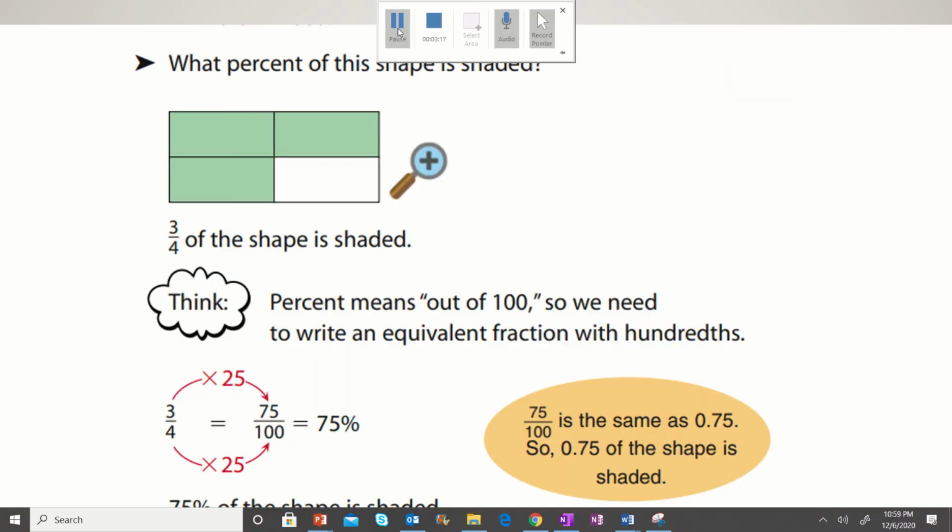So the other day we looked at 100 grids, right? Today what we're going to do is look at a fraction here, okay? And I have 3 out of 4 of the shape is shaded, okay? So percent means out of 100. So we need to write an equivalent fraction with hundredths.